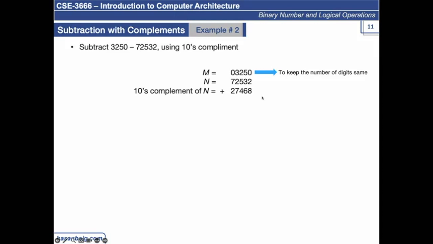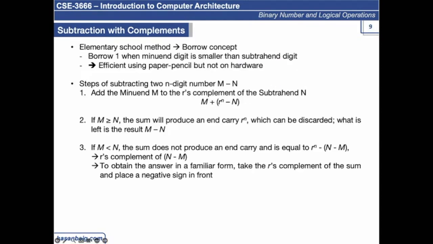Now we need to do what? Add M and the 10's complement of N. When we add, we get 30718. Now again, this is not our result, because M was smaller than N. So when M was smaller than N, remember this step: the sum represents the r's complement of the result.